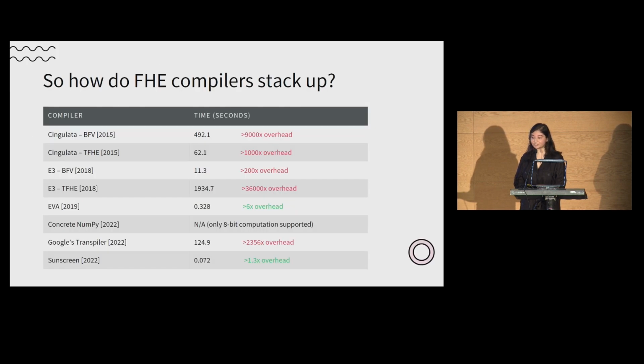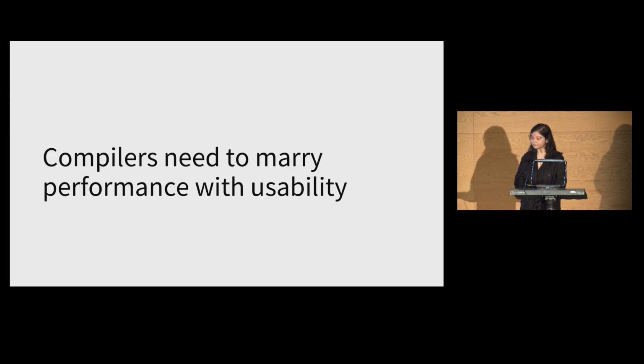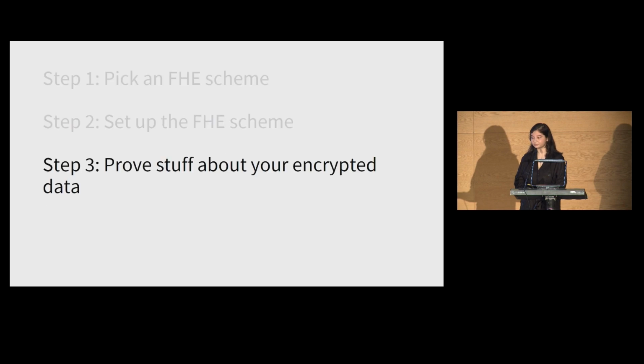So how did the FHE compilers stack up? You can see that most FHE compilers do a pretty bad job. They add a huge overhead to the overall computation. The only two compilers that I would say have a reasonable overhead are Microsoft's EVA and Sunscreen's compiler. So for compilers to really be useful in this space, we really need for them to marry performance with usability.